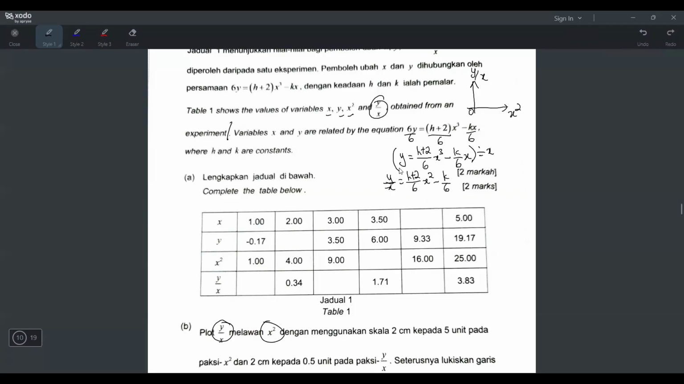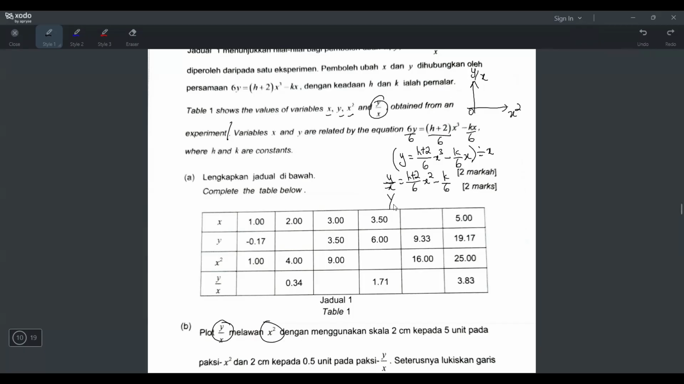So this is your linear form because your equation is already equal to the y-axis. And not only that, your x-axis is also the same. That means your gradient and y-intercept will be h plus 2 over 6 and negative k over 6. All right? And you need this later to do part C.